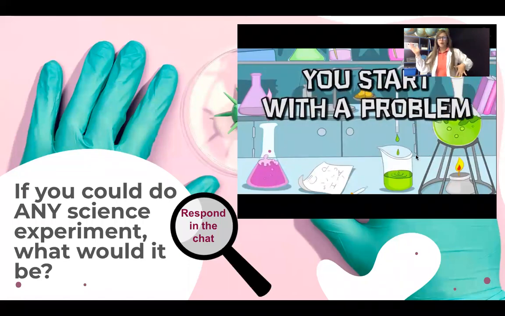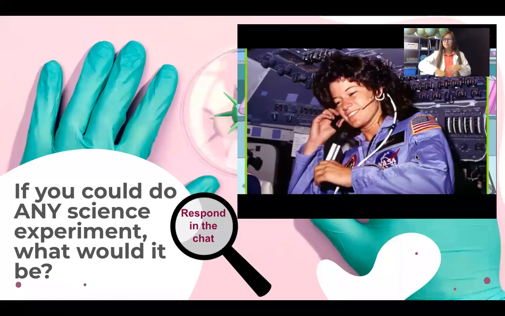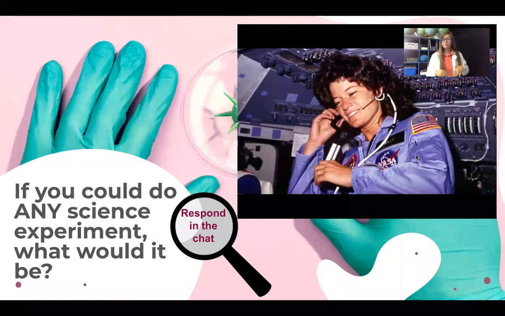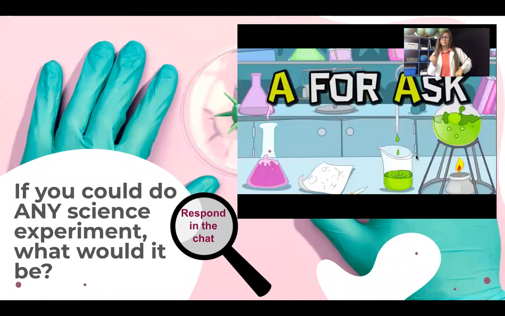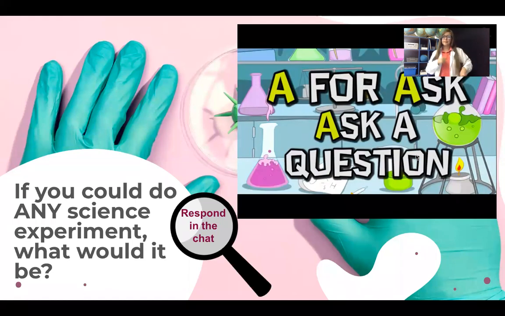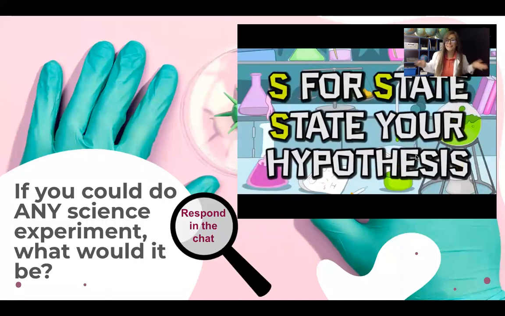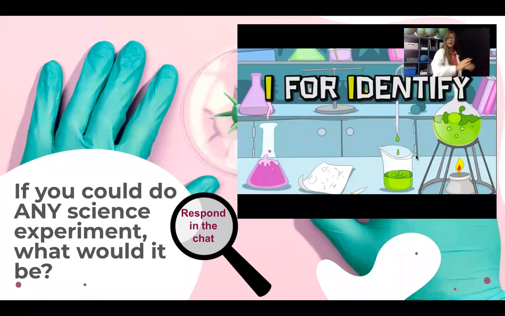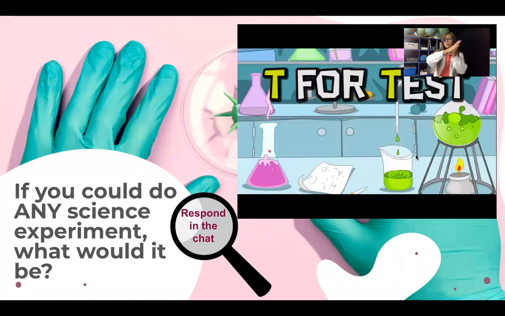You start with a problem, then end with a solution. Sally Ride used the scientific method for experiments in space. A for ask. Question. S for state. State your hypothesis. I for identify the variables. T for test.